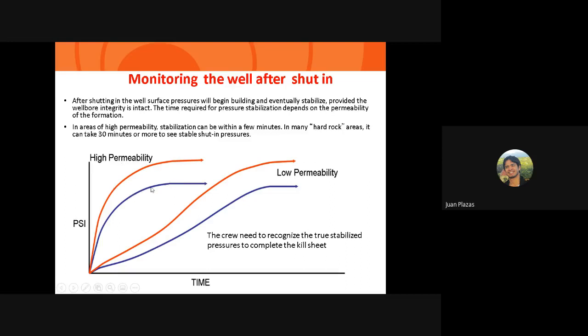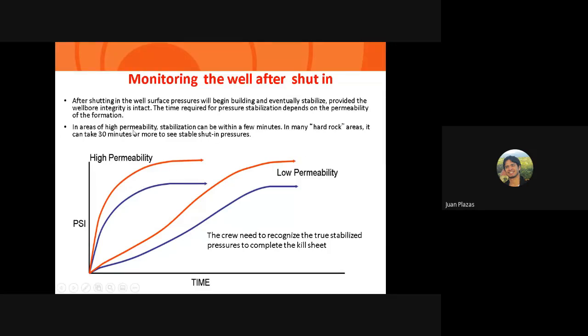If you have a formation with high permeability, it won't take too much time for the pressure to build up. What we have here are two lines, the red one and the blue one. The red one is the surface casing pressure, and the blue one is the surface drill pipe pressure. The two scenarios are high permeability and low permeability.